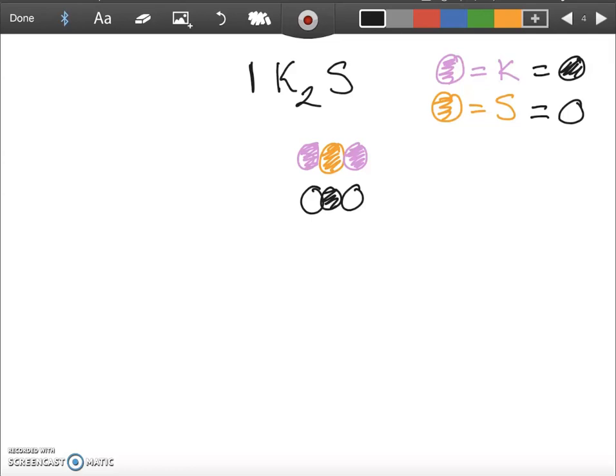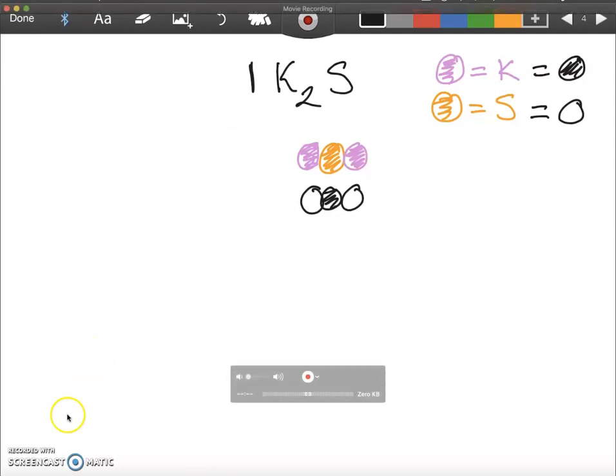Okay, alrighty, on the next slide you'll do a few practice problems with this, and then we'll move on to the mass representation.